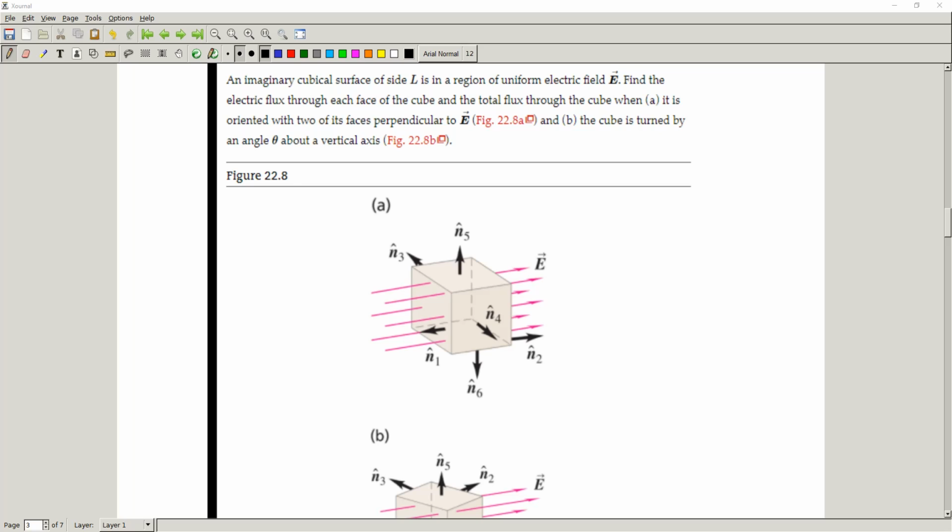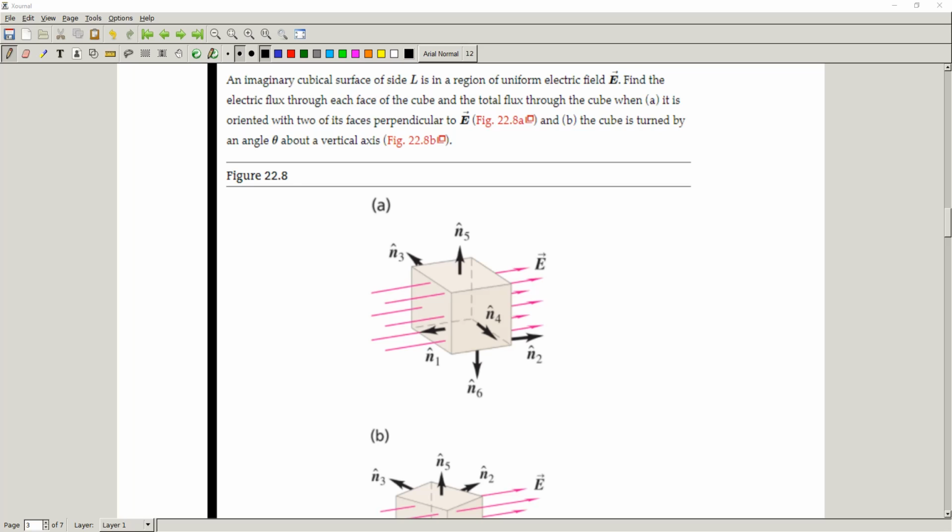Okay, so like I was saying, we need to find the electric flux through each face of this cube. Right, so we're going to be looking at the electric flux through each face of the cube, and what are we kind of expecting to find, right? We're expecting to find no net electric flux here because there is no enclosed net charge, right?